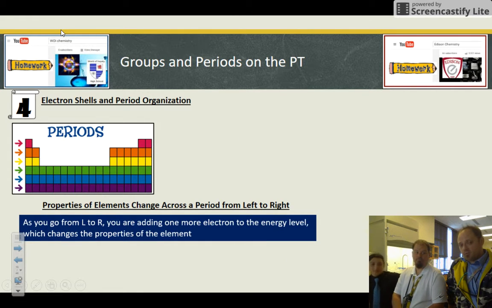The other way we're looking is, as you go from left to right, you are adding one more electron to the energy level, and that'll change the property of the elements. So write this one too. One over here, two over here, three, four.